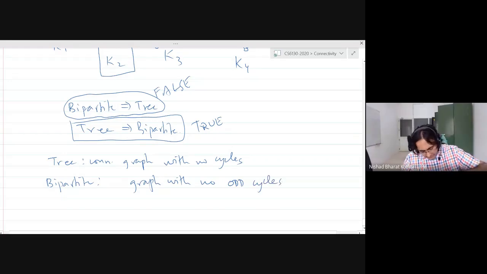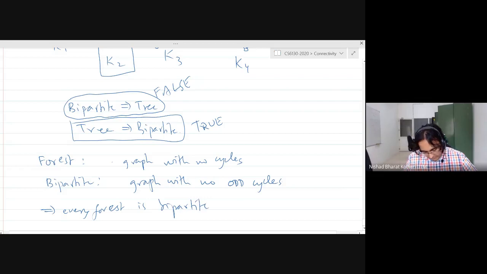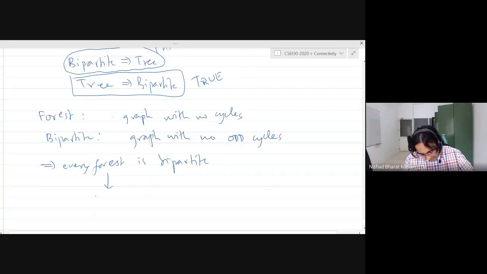Right? So actually, let me remove a tree and make it a forest so that we can talk about it more easily. So a forest is a graph with no cycles, and bipartite means a graph with no odd cycles. Right? And this implies that every forest is bipartite. And forest just means a collection of trees, as in nature.